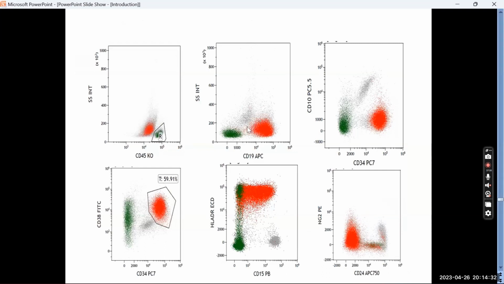It is positive for CD19. It is negative for CD10. It is moderately positive for CD38. It is positive for HLA-DR, and CD15 is variable in fashion. It is positive for NG2, which is a special marker. I'll tell you during our B-ALL classes. So anyone wants to give a diagnosis?